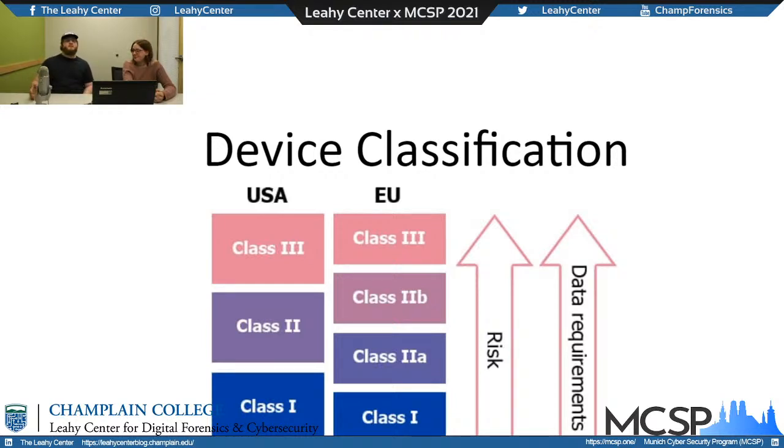So here we have just a general chart of device classification in both the US and the EU, which are the two areas I focused on. Both of these are, as the arrows show, a risk-based classification. So the higher the risk, the higher the class.